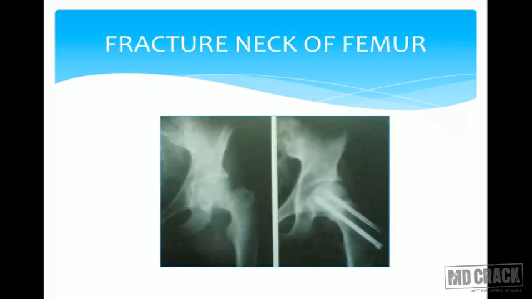Coming to the next topic, the second part of the lower limb fractures, that is the fracture neck of femur, which is another essential part. The diagrammatic picture shows the region where the fracture has taken place, and this is a fixation with the help of screws, which are known as cannulated cancellous screws.